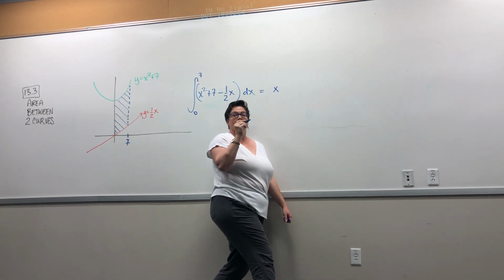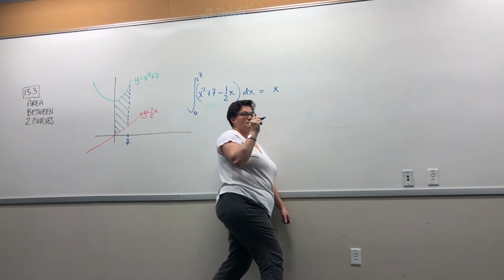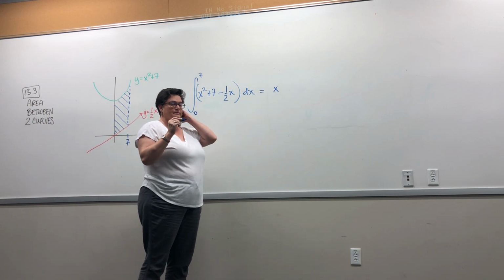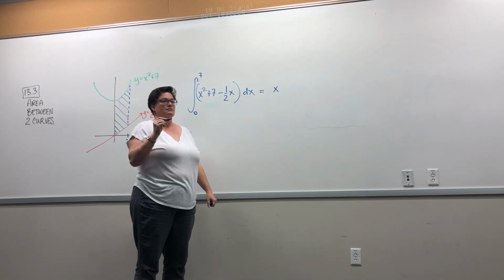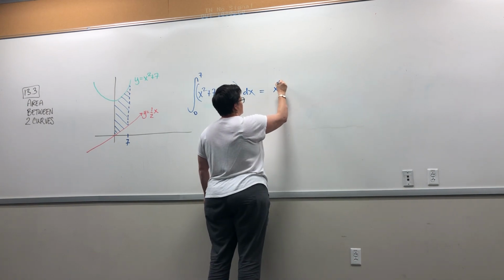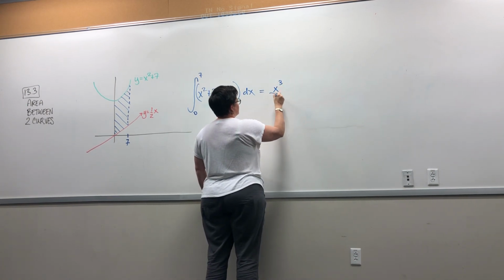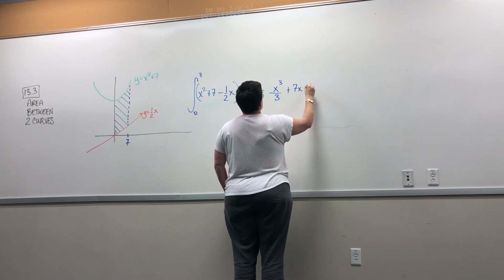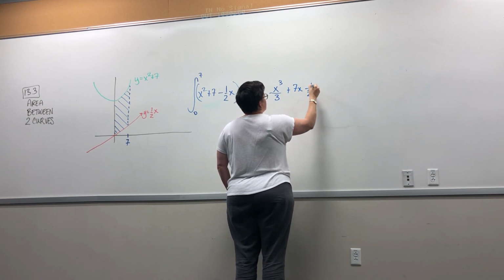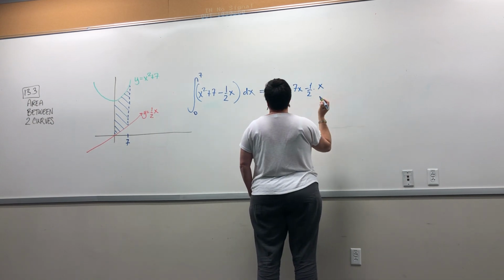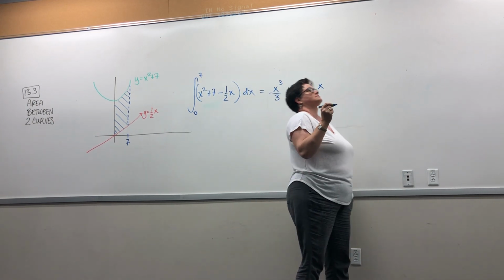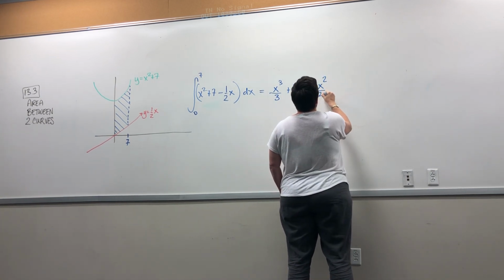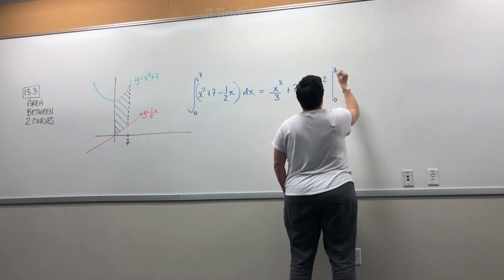Now, if you have the x squared plus 7 in parentheses and then the 1/2 x, it would still be the integral, because neither is raised to a power. X to the third over 3, plus 7x, minus 1/2 times x to the second over two, from 0 to 7. You guys have forgotten how to integrate.